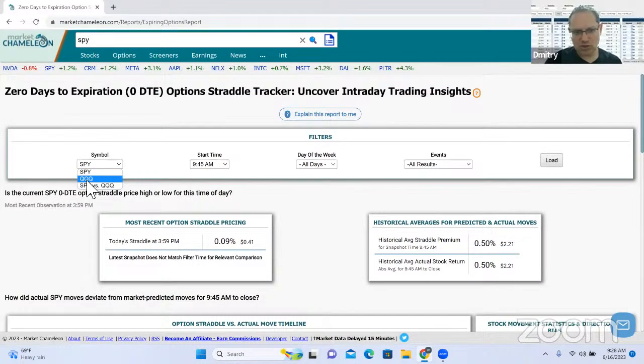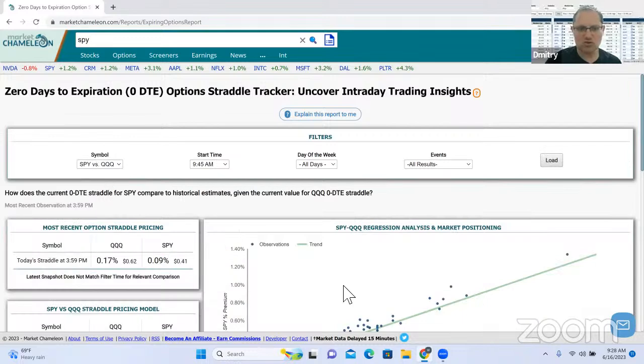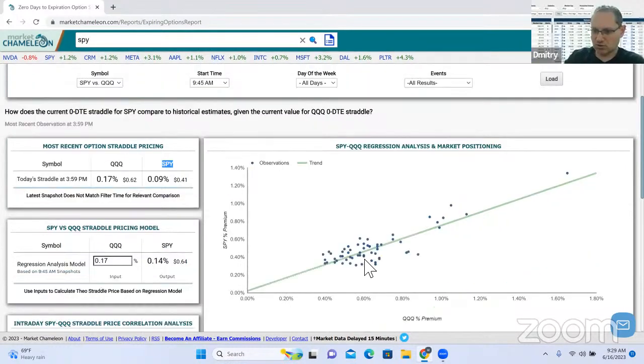So let me go to this last one. I have 2 minutes left. SPY versus QQQ. Now, this goes a little bit into building models. What is this trying to do? It's trying to say the following: can I use the QQQ straddle as the independent variable to try to predict or price the SPY straddle as the dependent variable? It's a typical simple linear regression. This is what it looks like.